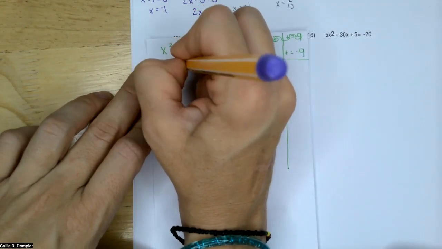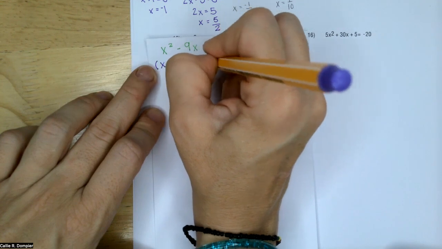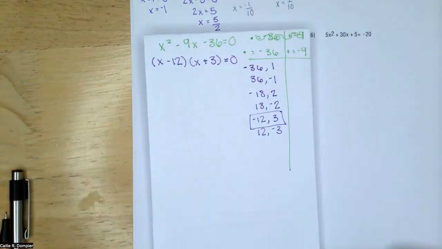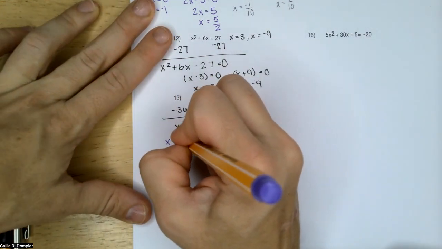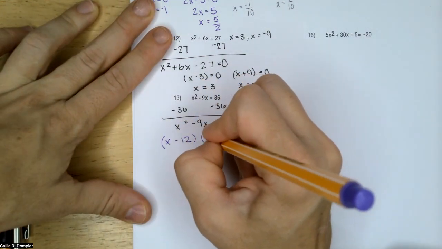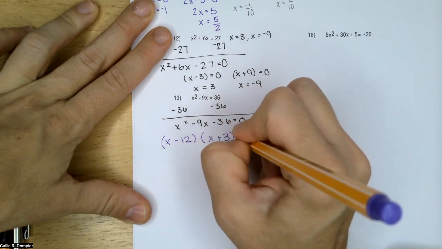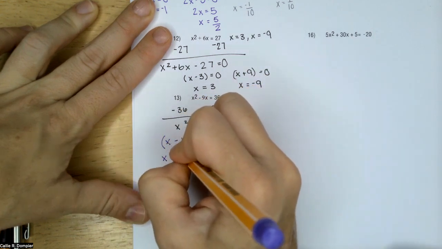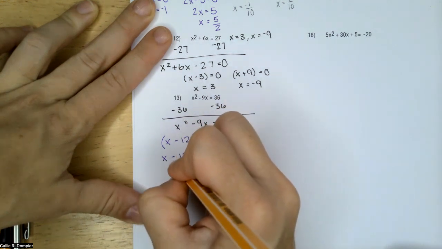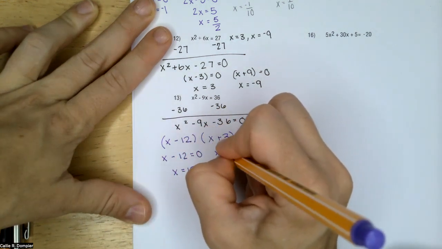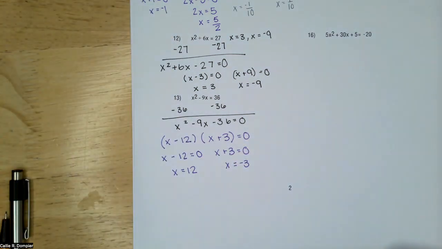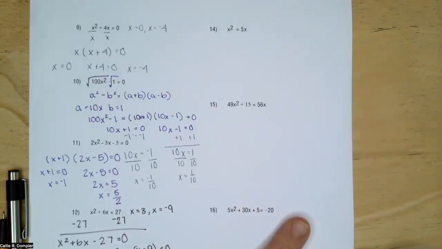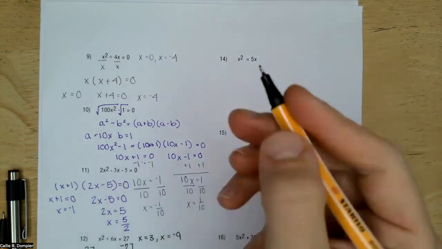X minus 12, x plus 3 equals 0. X minus 12 is 0, becomes x is 12. X plus 3 is 0, becomes x is negative 3. Good. All right. Number 14, x squared equals 5x.